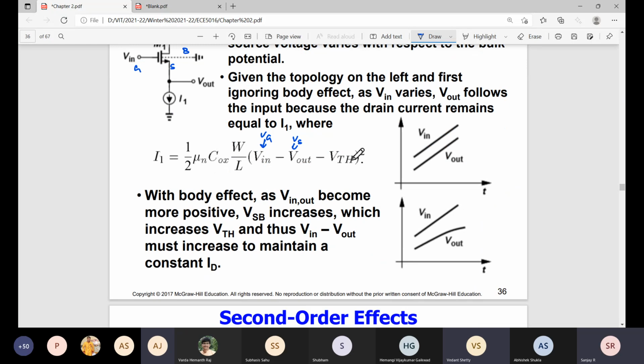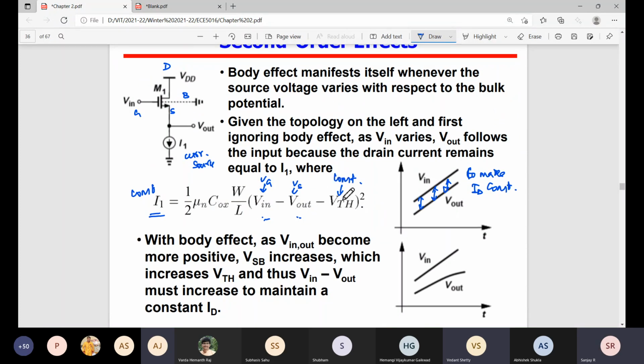So ideally, if threshold voltage is constant, to make the current constant, V in minus V out is always the same, because the current is constant since you apply a current source here. So if you increase V in by a small amount, V out will vary by a small amount to keep the current constant. That's what V in minus V out is. The difference is always constant to make ID constant. So this is when we assume threshold voltage is constant.